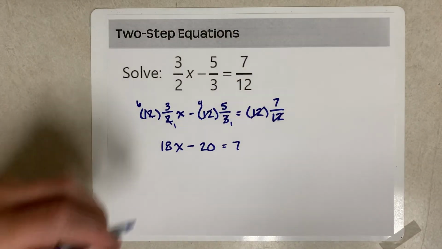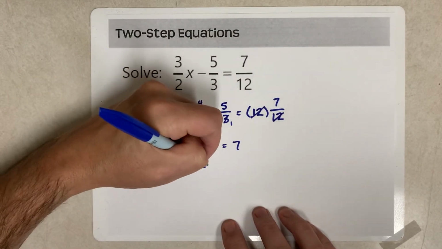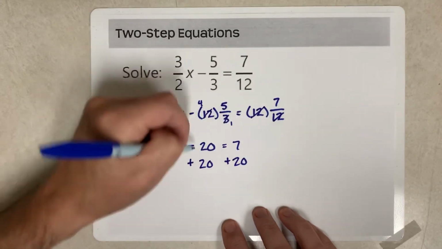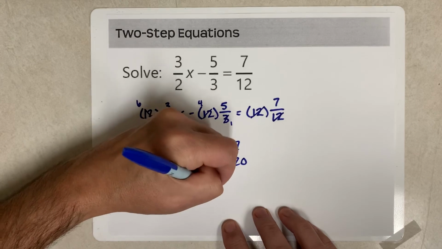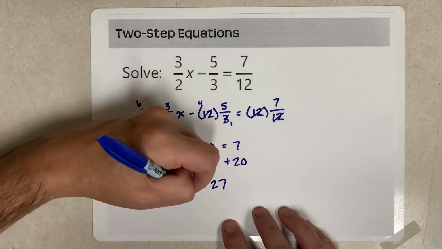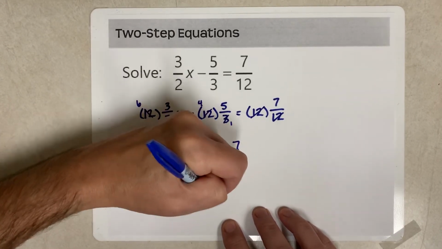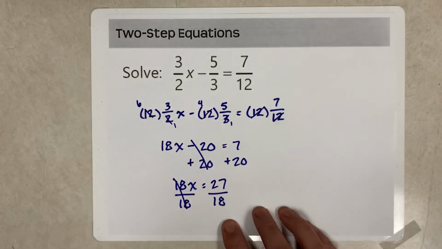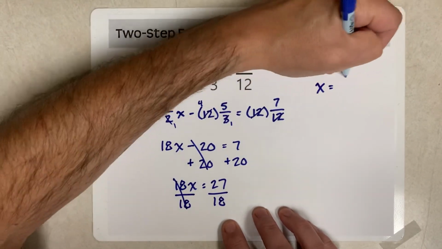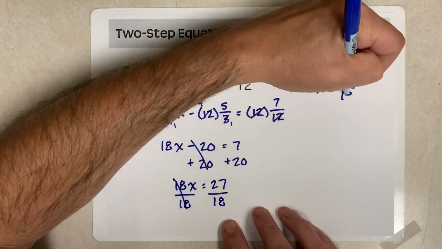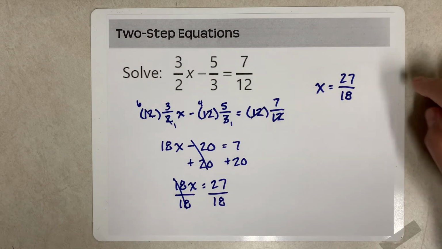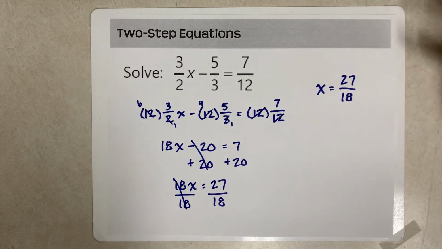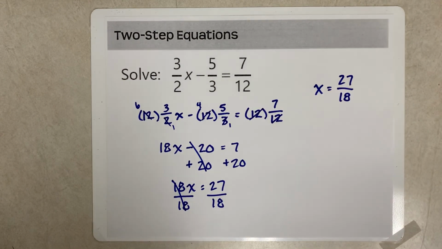Now we're going to add 20 to both sides. Cancel. We get 18x is equal to 27. So now we're going to divide by 18, and we get x is equal to 27 over 18. Can you think of a number that goes into 27 and 18 at the same time? Well, 3 would, because 7 plus 2 is 9, that's a multiple of 3, and 8 plus 1 is 9, a multiple of 3.